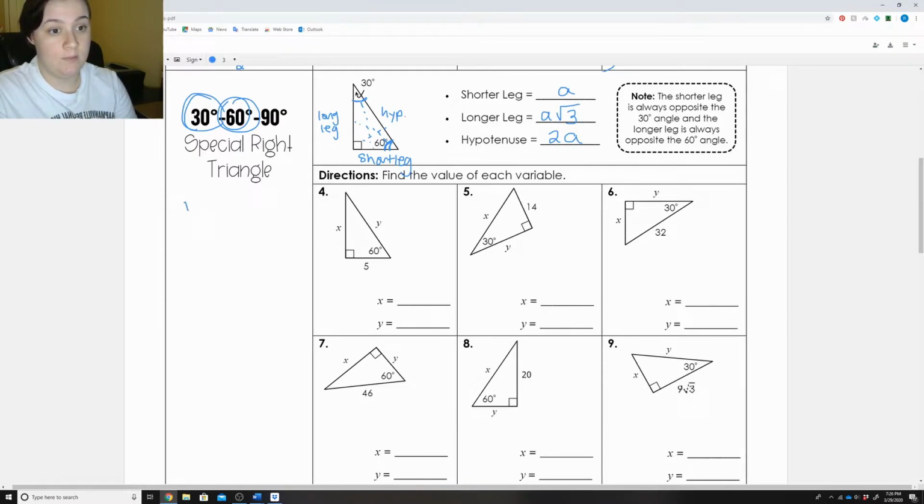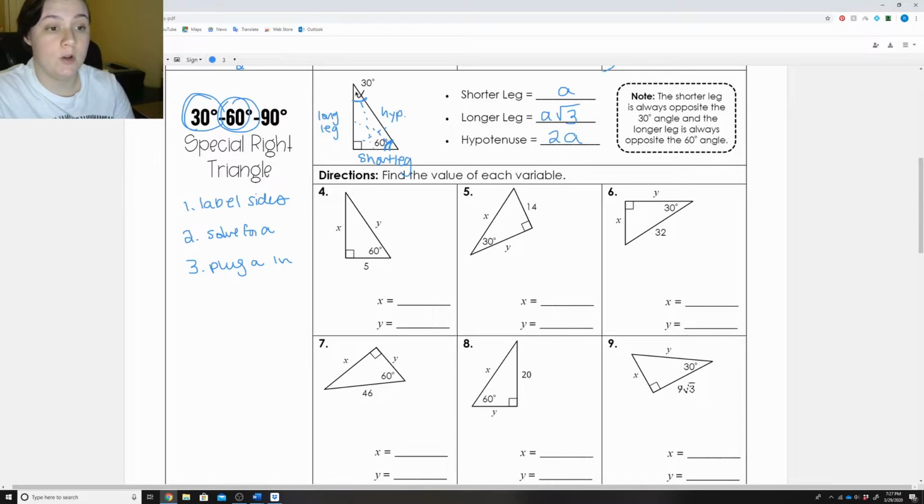So our first step on any of these problems is to label the sides. So figure out which one's the long leg, which one's the short leg, and which one is the hypotenuse. From there, we are going to use the lengths to solve for A. Then we'll just plug A in to one of these.